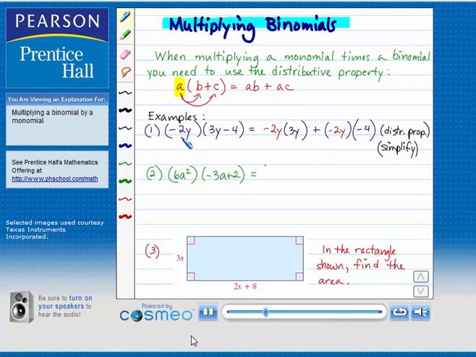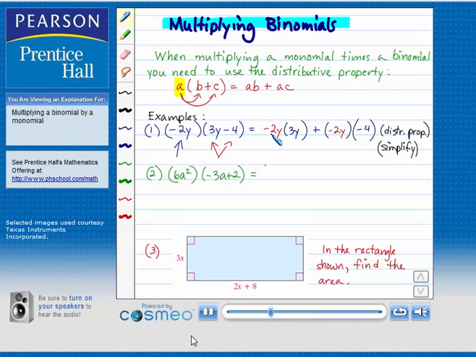Number one, negative 2y, that's a monomial being multiplied by a binomial, 3y minus 4. So I need to first of all multiply negative 2y times 3y and multiply negative 2y times negative 4. And that's the distributive property. So then I can simply simplify that.